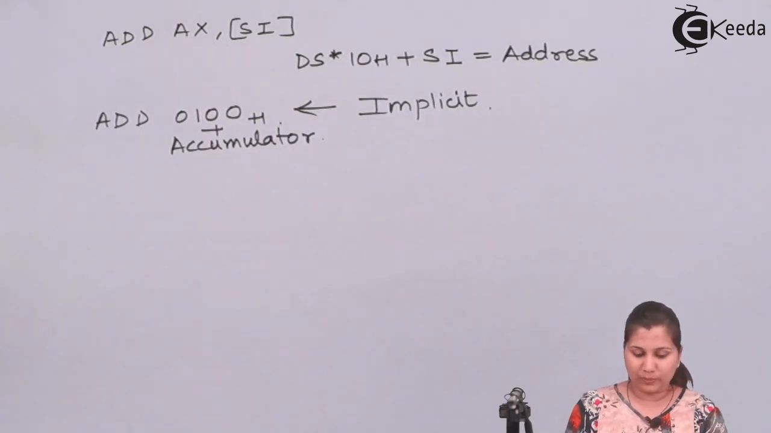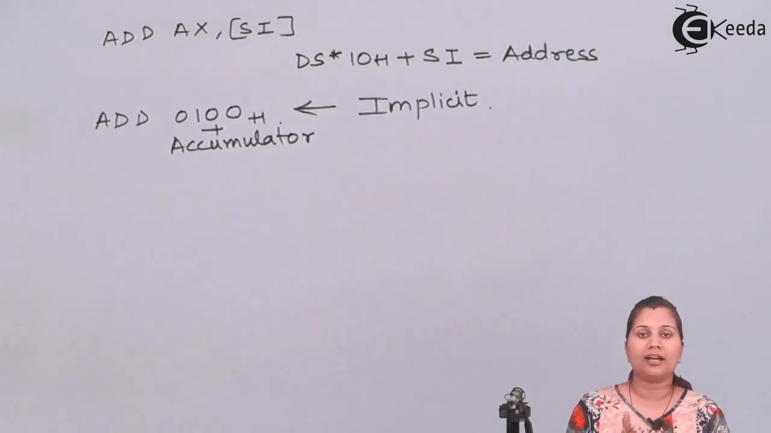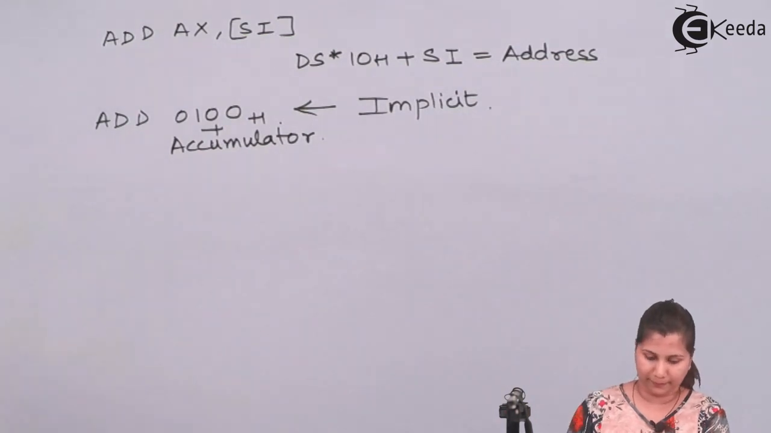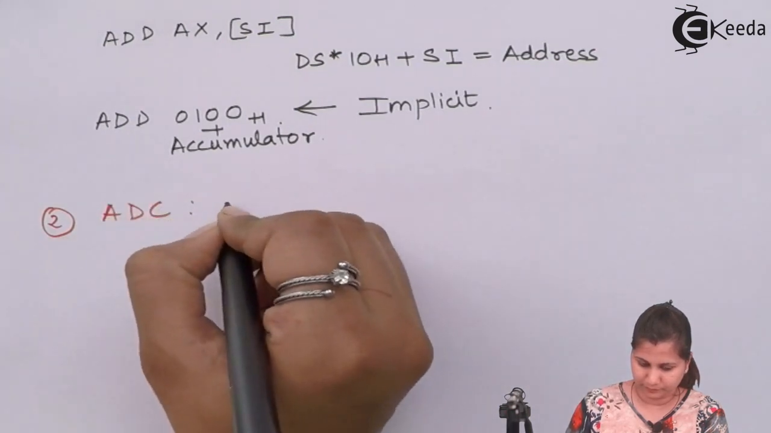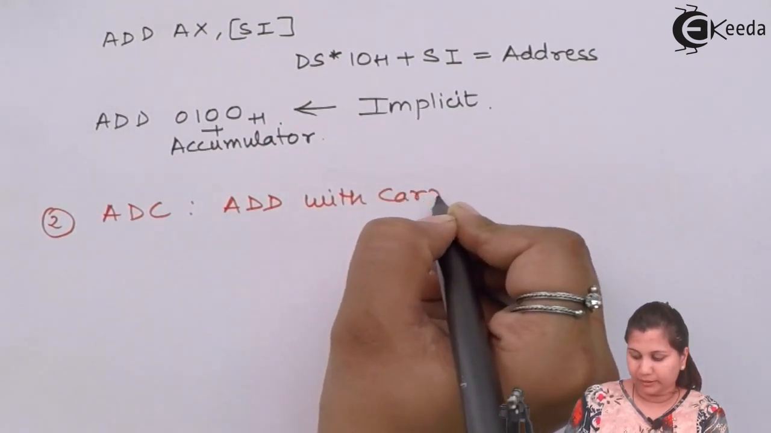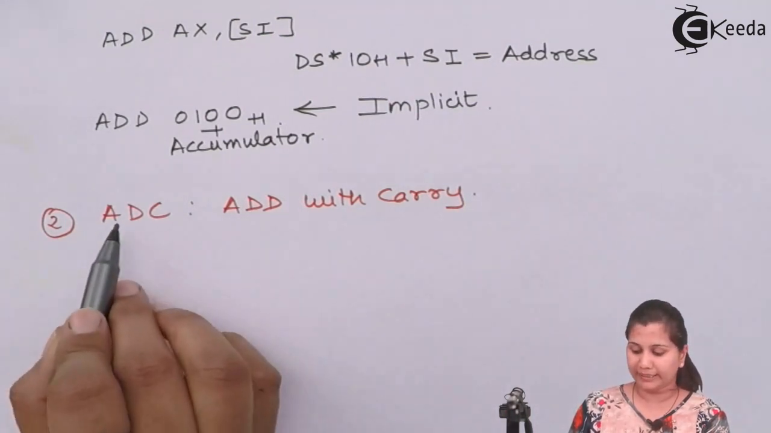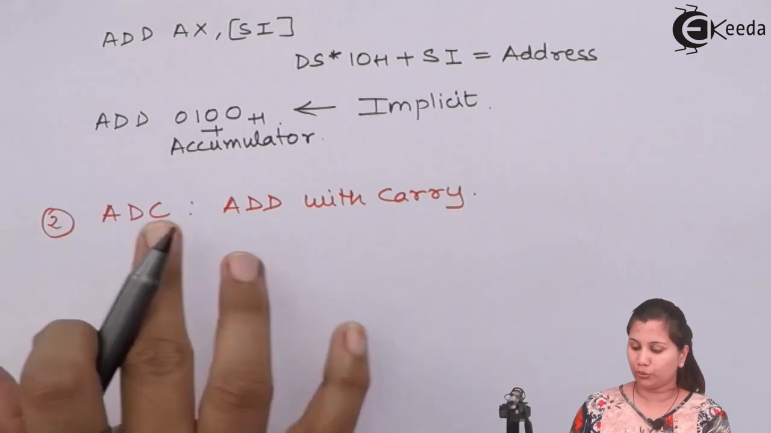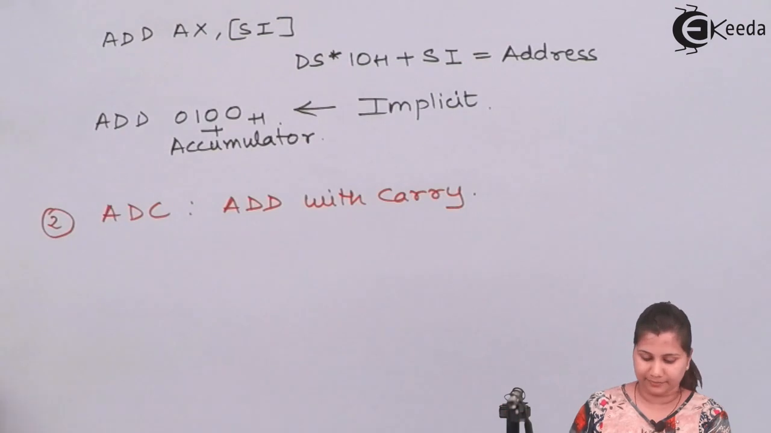Next we have the addition with carry. We are using the carry flag here, and this carry flag along with the data will be added with the contents of the destination. The mnemonic for this instruction is ADC. We are going to write ADC in the main program to use this instruction. So this is adding the contents along with the carry.